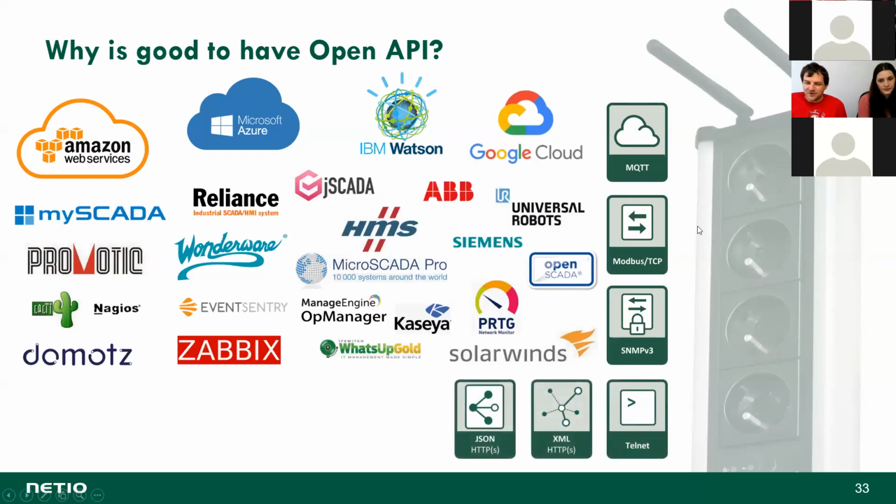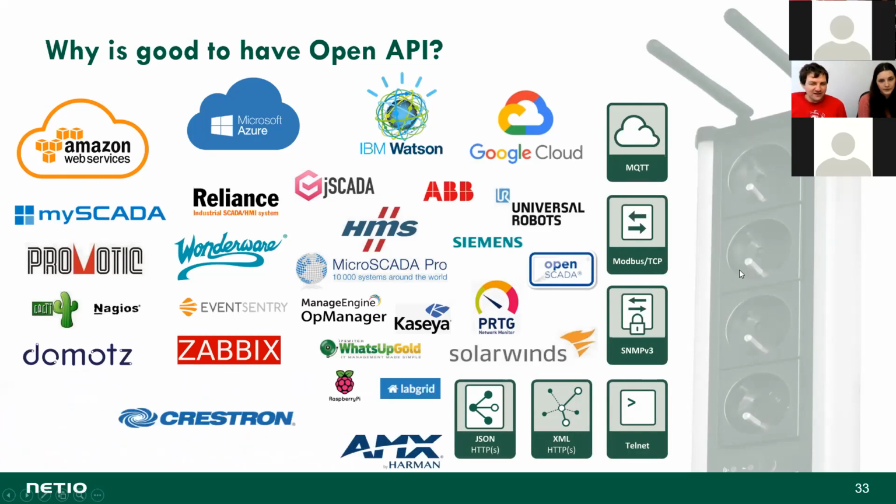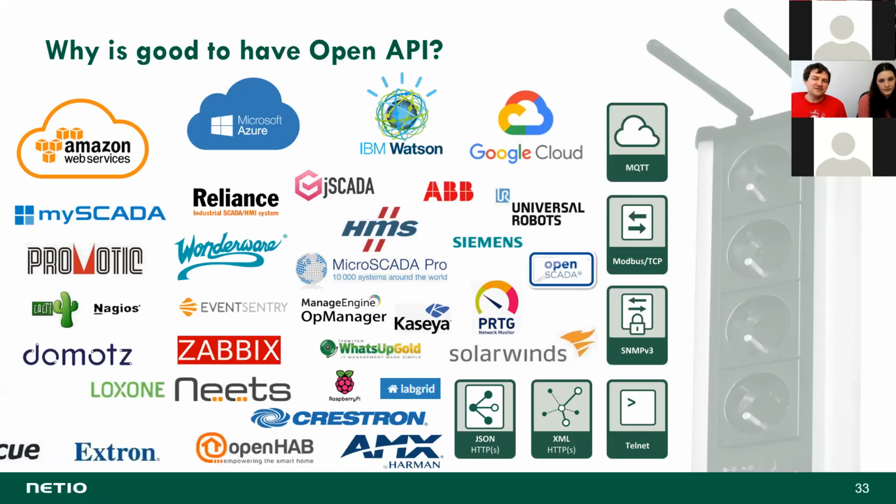Above that, we have a lot of other protocols, like super old Telnet or JSON. We recommend them for all new integrations, which are used in different kinds of software. LabGrid, for example, is software for testing laboratories. Crestron you probably know. Loxone is a popular system for smart houses from Austria. OpenHAB is a very popular open system for smart houses and so on. The logos you can see here use our open API, and they are connected by themselves or by a system integrator.